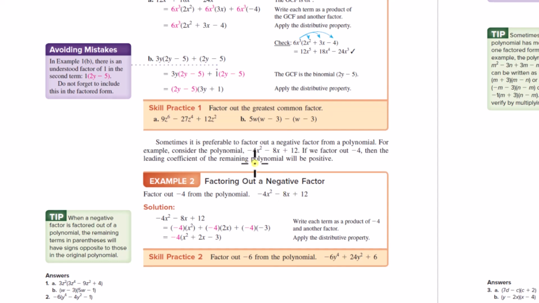Factoring out a negative factor. So yeah, like if you have this, you might want to take out a negative. You don't have to. It just depends. So if you take out a negative 4 here, you get a polynomial where the leading coefficient is positive, which is a lot easier to work with because a lot of the rules, the general formulas, have a positive leading coefficient. So it's easier to match up terms. It's just easier to work with.